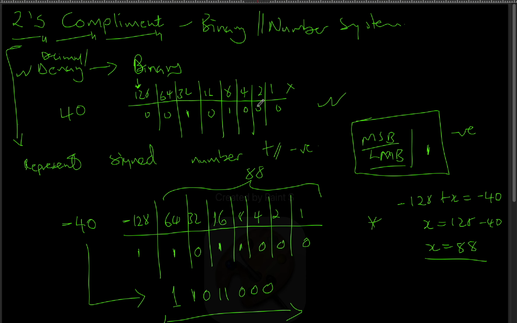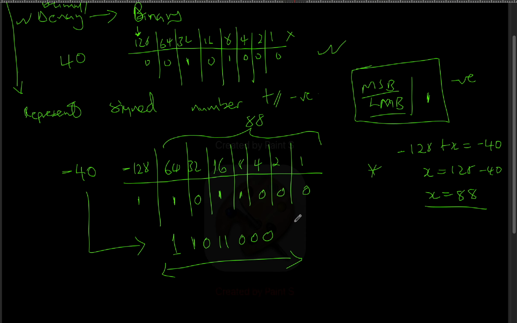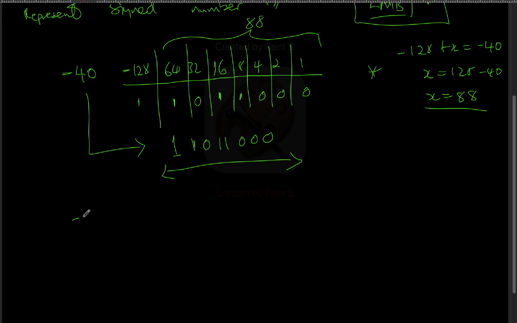I hope that makes sense. A positive number in its two's complement doesn't change. The binary representation of that number is the same value that you're going to be having here. Let's just try that out real quick. We are saying negative 40. Let's now take about positive 40.